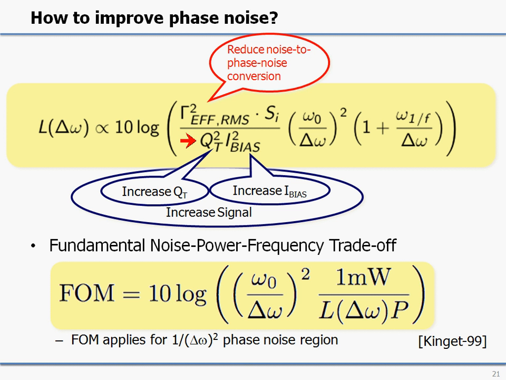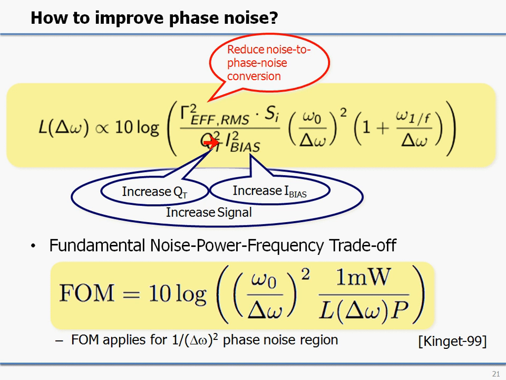To a large extent, this might not be under our control because it's determined by the technology. But definitely, if we have any choice available, we should always try to get as good a Q as possible. Secondly, we can improve the phase noise by increasing the bias current. Now, this of course comes at the price of more power consumption.